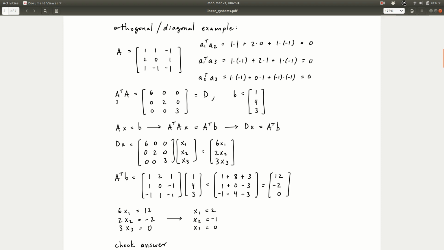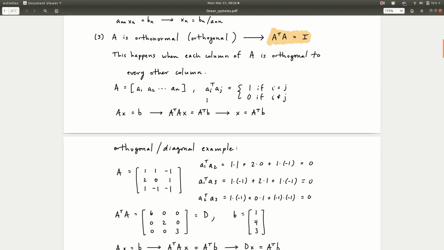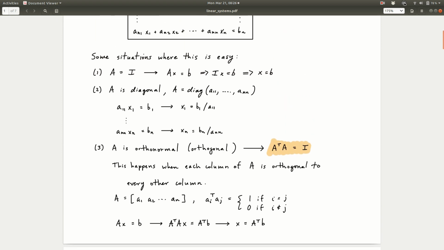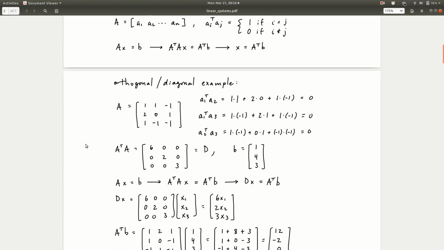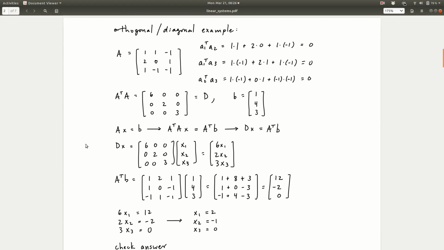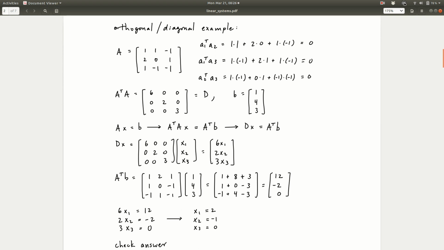So if I do A transpose A, I don't get the identity matrix. I get a diagonal matrix, 6, 2, 3 on the diagonal. So let's call that matrix D. So very clearly we see that this actually doesn't fall neatly into one of these two categories. It has sort of aspects of both of them. So to solve the system, we're going to end up using both of those aspects.